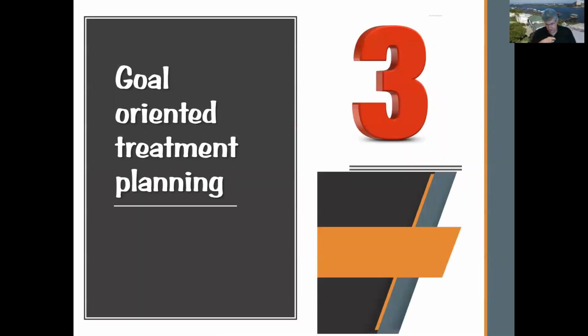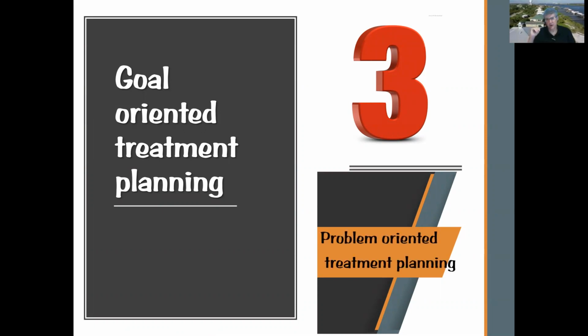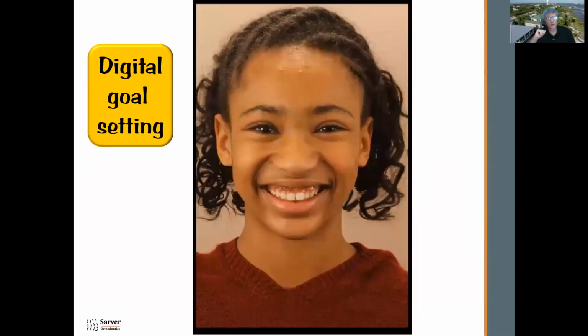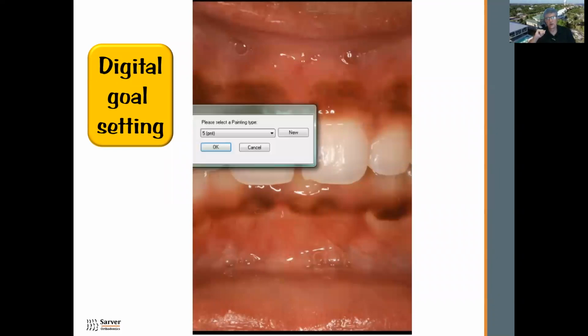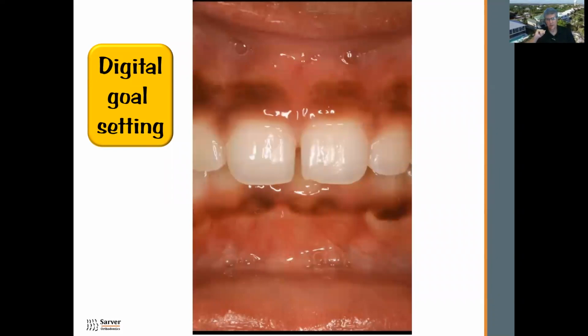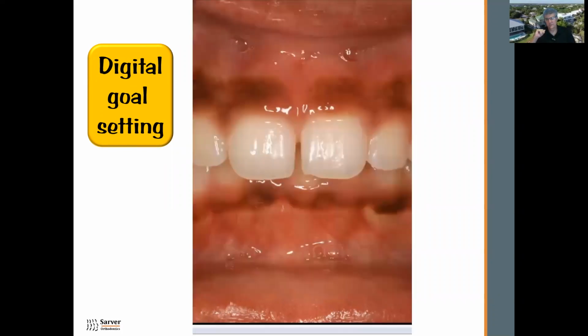So goal-oriented treatment planning. The goals may be to treat the class 2 malocclusion. The goal may be to eliminate the gingival display on smile and to protect her smile arc. That's in opposition to the time-honored problem-oriented treatment planning. I do this with digital goal setting. What we do is we take an imaging program, which I have helped develop.